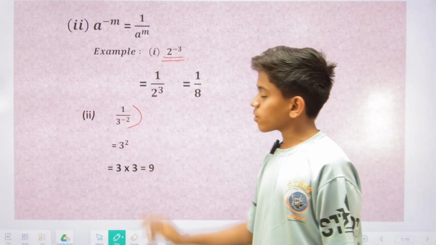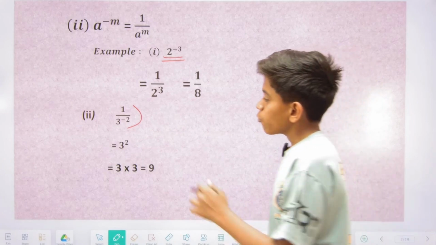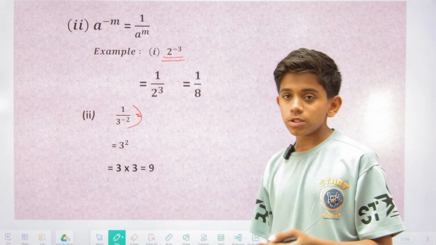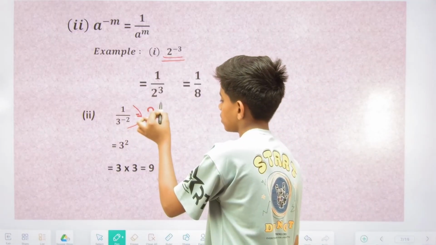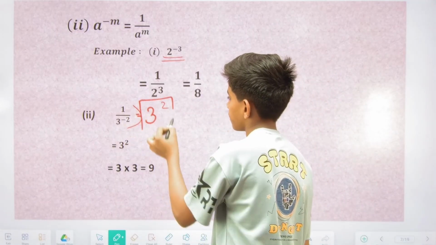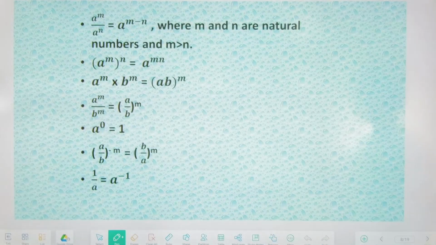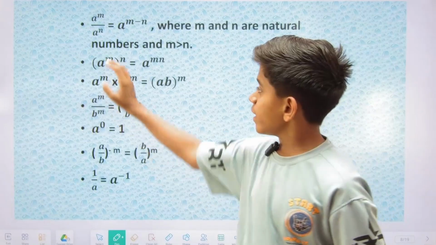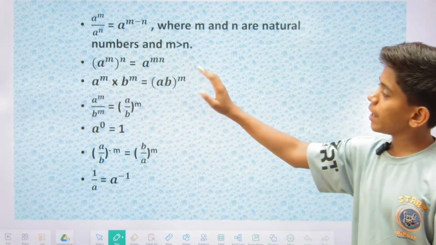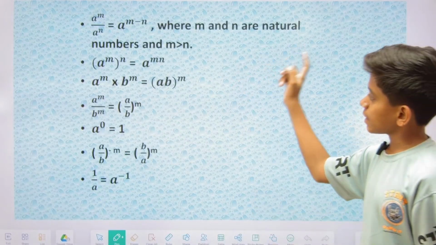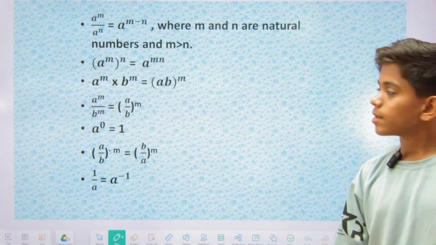Now 1 by 3 to the power minus 2. Here vice versa is given. When we want to write it in a positive form, we can write it as 3 to the power 2. So 3 to the power 2 is 3 into 3, that is 9. Next we have a to the power m divided by a to the power n is equal to a to the power m minus n, where m and n are natural numbers and m is greater than n.